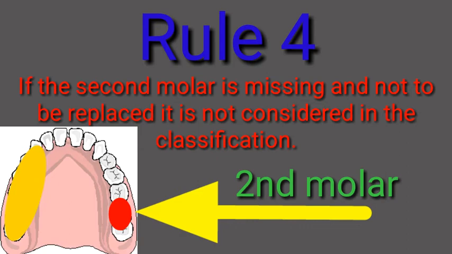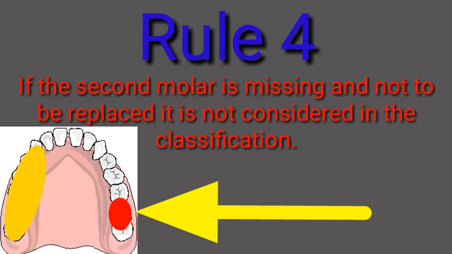Rule number 4. If the second molar is missing and not to be replaced, it is not considered in the classification. Viewers, below the picture you can see the red spot shows the second molar is missing and we cannot replace it. Due to this, it is not considered in the classification.